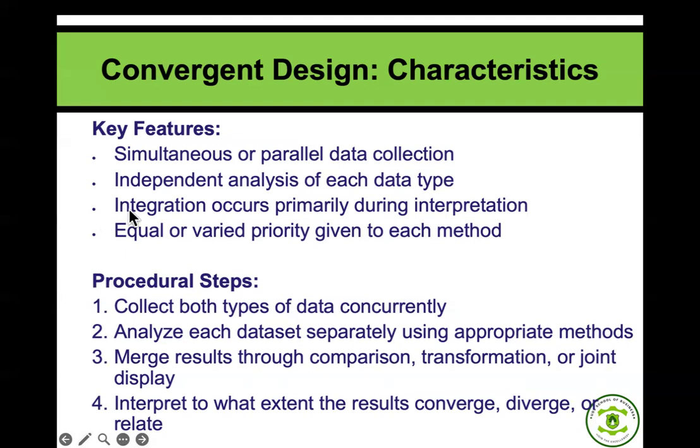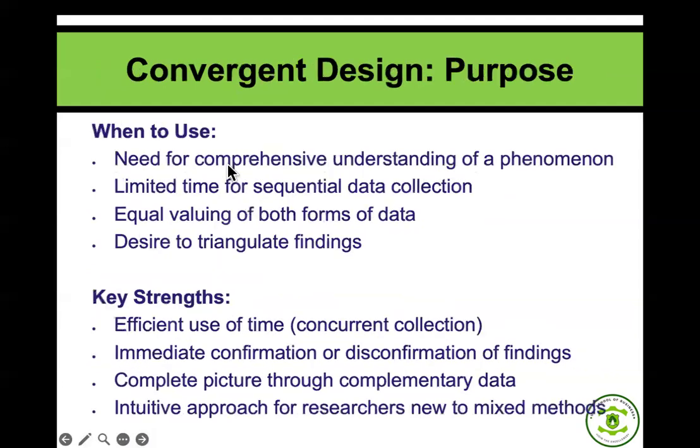So the procedural steps basically are: you collect both data types concurrently, you analyze each data set separately using the appropriate methods, and then you merge your results through what? Comparison, transformation, or joint display. And then you interpret to the extent that the results will converge, diverge, or what? Or relate. When do we use it?